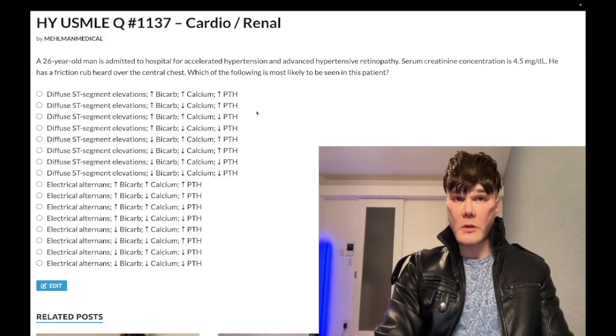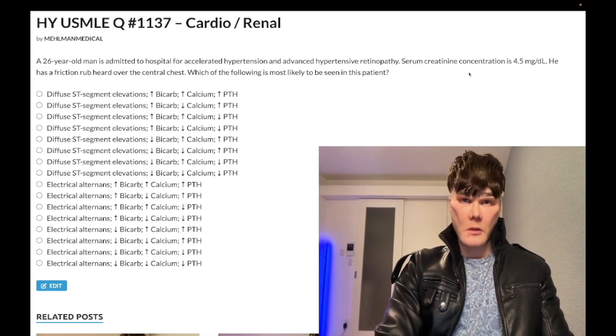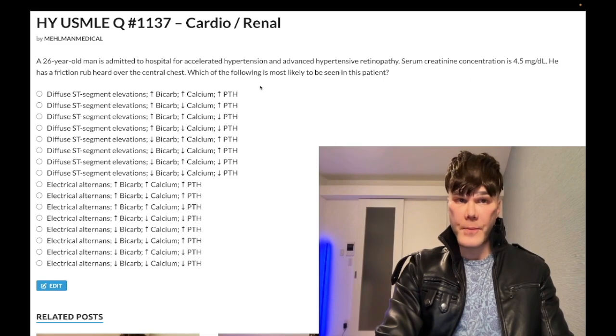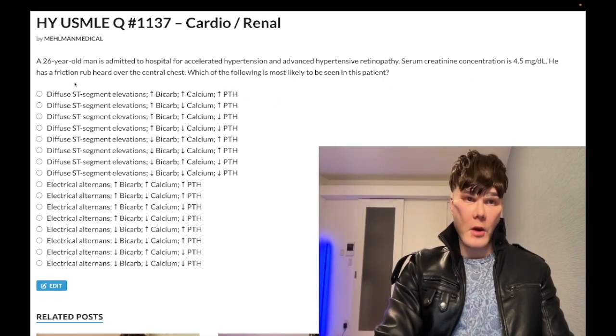You have a 26-year-old man who's got renal failure. That's literally what we're telling you here, not complicated. Normal creatinine is 0.7 to 1.2. Once you've hit a creatinine of 2, you've lost 90% of your renal function. So we've got really bad renal failure, and then we've got pericarditis. This is uremic pericarditis, when you have a friction rub in the setting of renal failure.